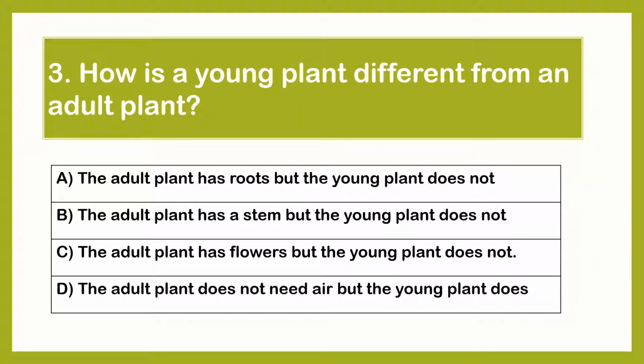How is a young plant different from an adult plant? The options are: option A, the adult plant has roots but the young plant does not. Option B, the adult plant has a stem but the young plant does not. Option C, the adult plant has flowers but the young plant does not. Option D, the adult plant does not need air but the young plant does. The answer is option C, the adult plant has flowers but the young plant does not. Option A and B are wrong because both adult plant as well as young plant have root and stem. And both plants, whether adult plant or young plant, need air right from the beginning of life.